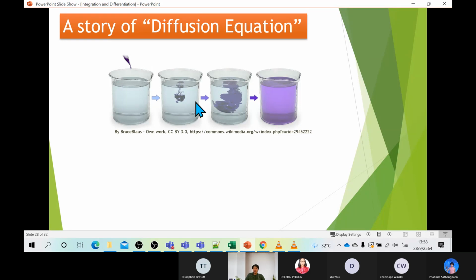So let's talk about the diffusion process. Here I have liquid water in a container, and if I put color pigments or dye on the left, I drop color pigments there, the pigments spread out. It spreads out.